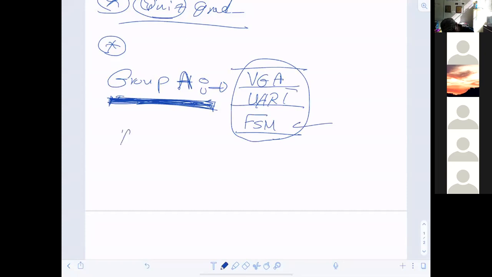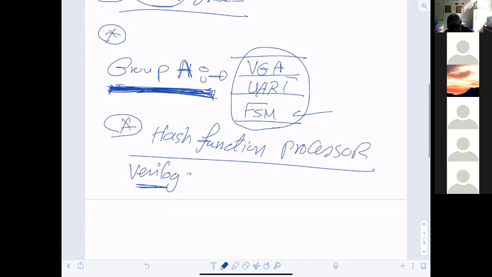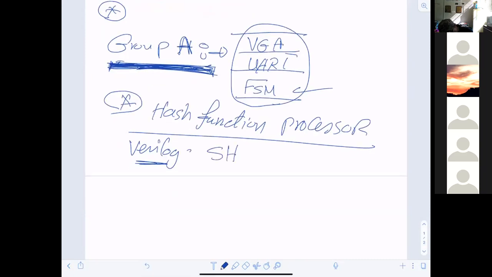What exactly can you do? You can do one of the things. You can build a hash function processor using Verilog. What hash function? You can try SHA.